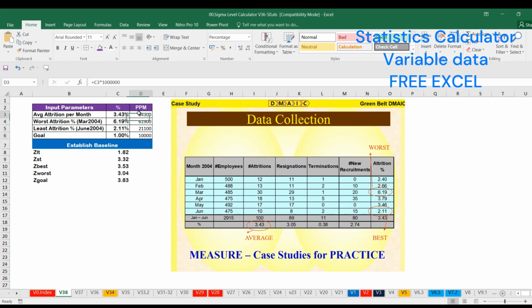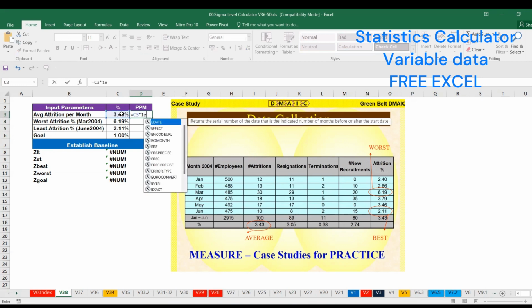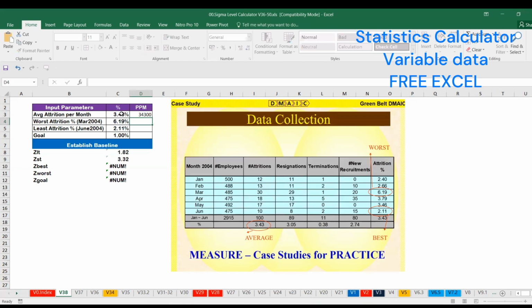Let's see how we can calculate the PPM, and from there how we can calculate the other things as well. For PPM, straight away, it is just a percentage, and all you need to do is multiply by 1 to the power of 6, or add 6 zeros. So you automatically get the PPM.